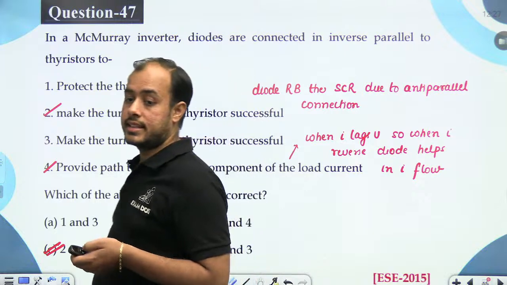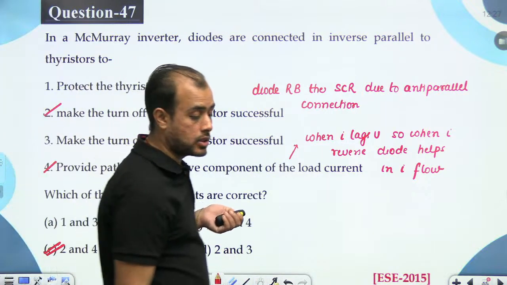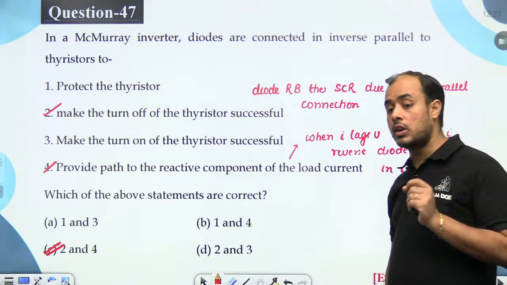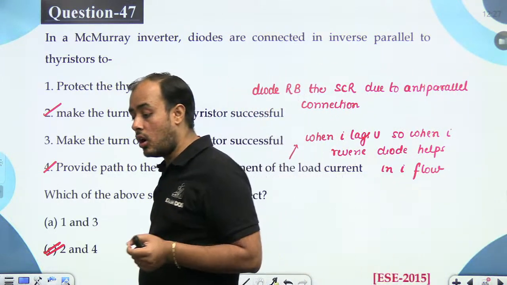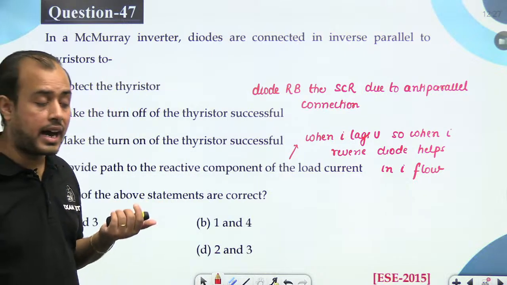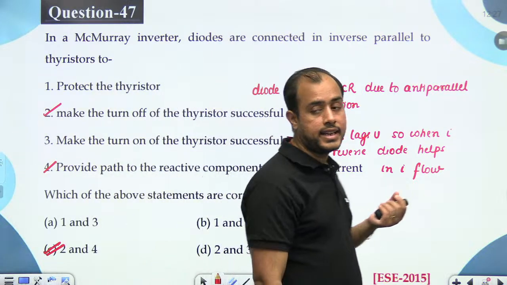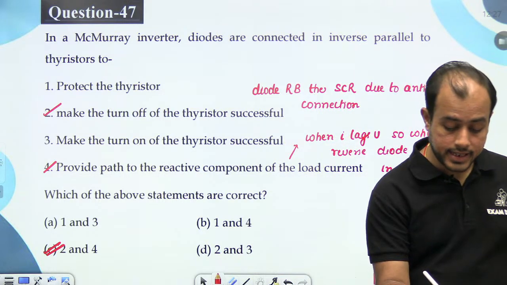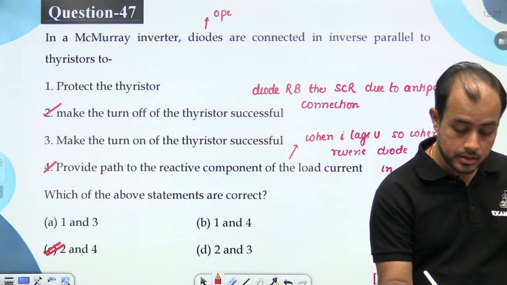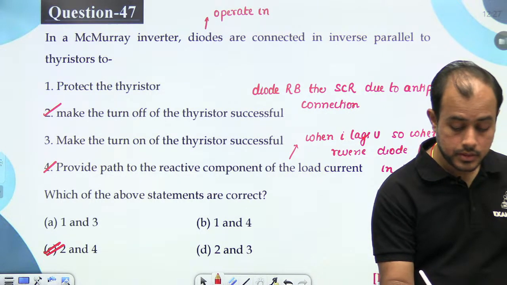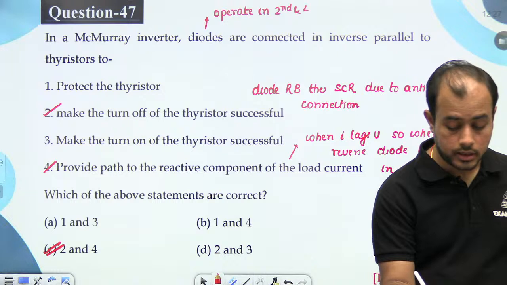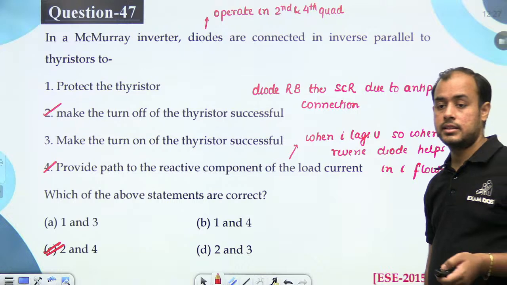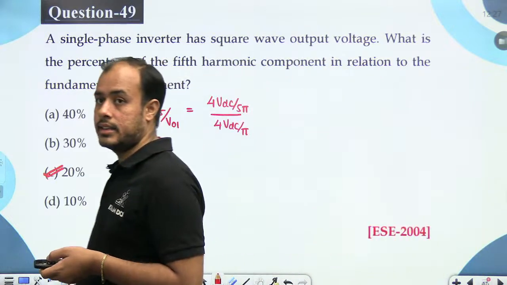Okay. So what happens, as an example, if I talk about VSI, a voltage source inverter always contains feedback diodes, because whenever the load is RL load, RLC load, the diode will carry the current for operation in second and fourth quadrant. So diode will help you in the operation of second and fourth quadrant. Okay, is it clear now, Aditya?